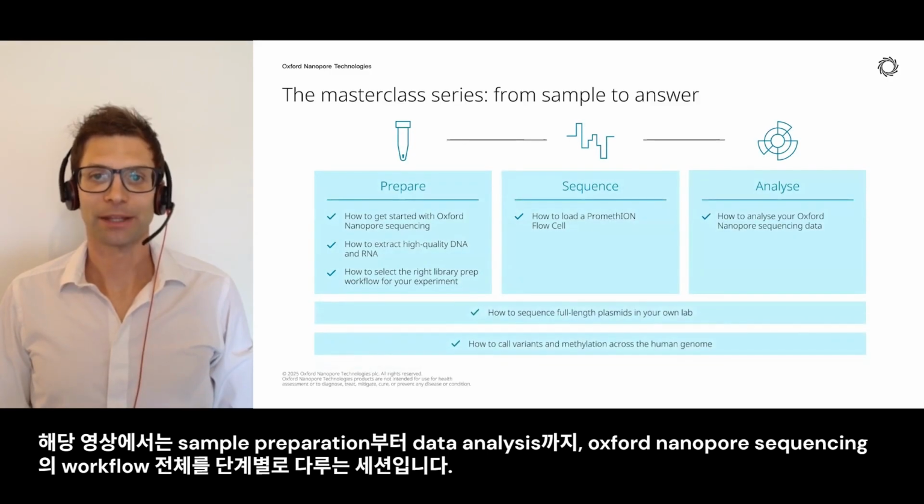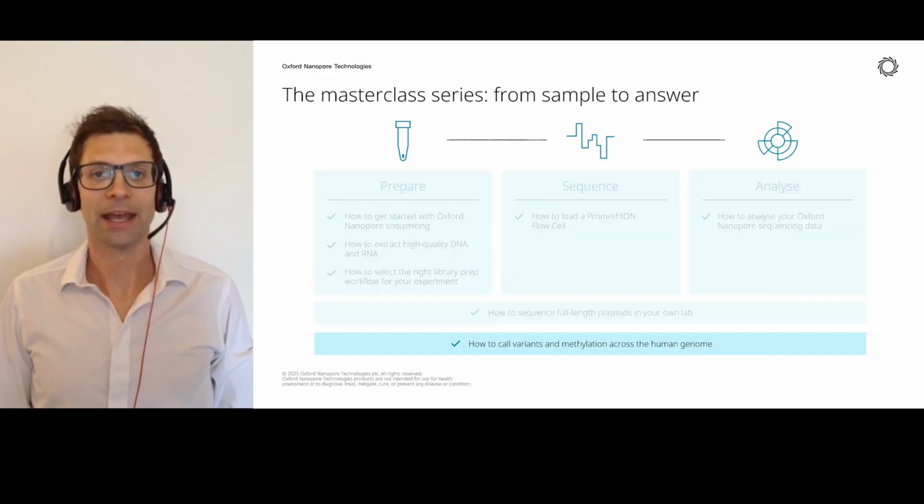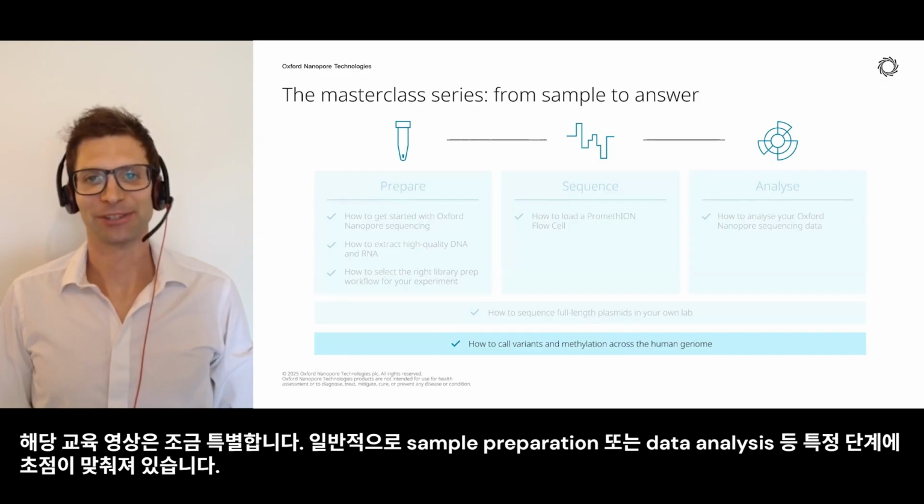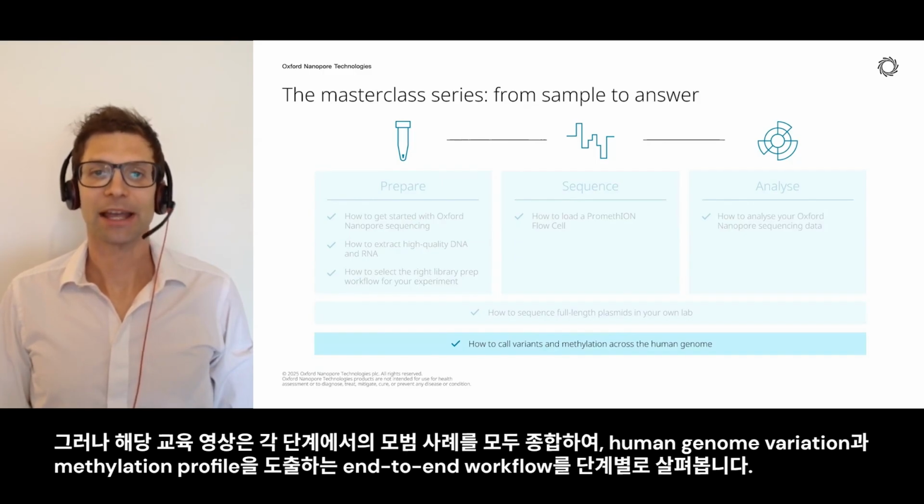This masterclass is part of a series that takes you through the whole Oxford Nanopore sequencing workflow, detailing every step from experimental planning to data analysis. Now, this masterclass is a little special. Instead of focusing on a particular step of the sample to answer workflow, we will discuss how we can apply best practice from each of the other masterclasses to identify variants and methylation profiles across the human genome, following our recommended end-to-end human variation workflow.